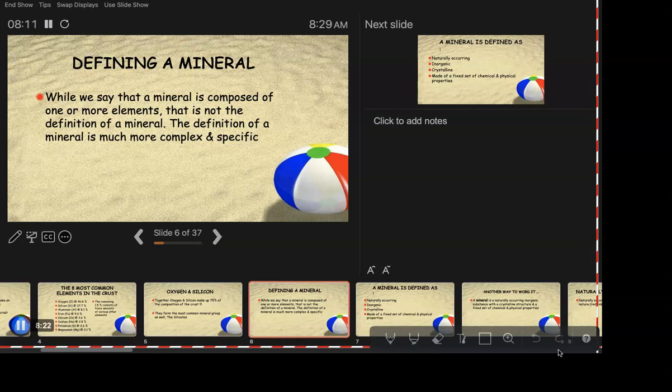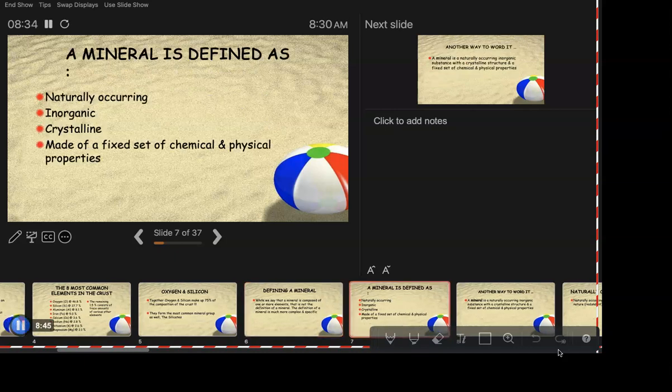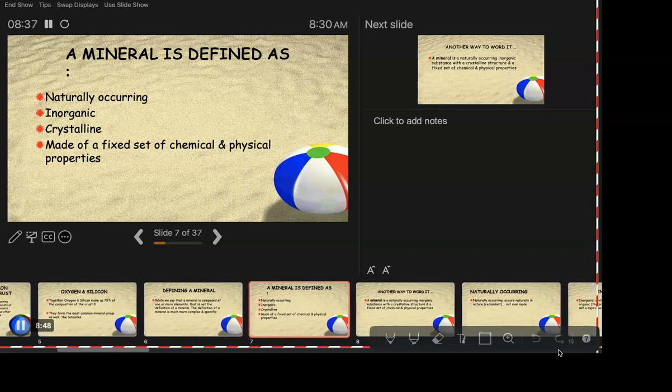And this is, again, what I mentioned a couple minutes ago. While we say that a mineral is composed of one or more elements, that is not the definition. It is a very specific definition. And for you folks at home, I will be looking for this definition, not the definition that Google gives you when you type it into your phone or whatever device you use. Please use this definition if you want your 4 points. So a mineral is 4 things, and we're going to talk about each of these 4 things. If I change slides before you get a chance to write them all down, don't fret. You will see each of them again as a topic heading.